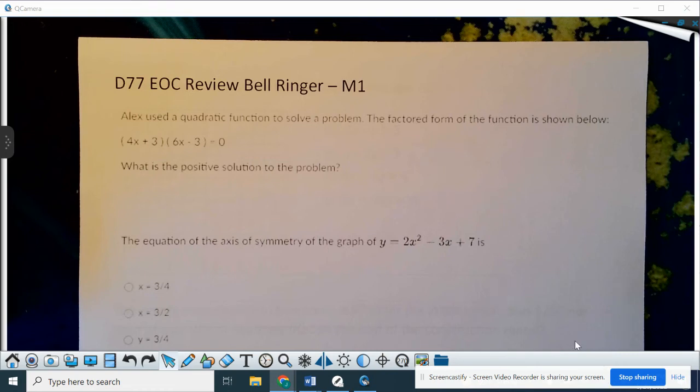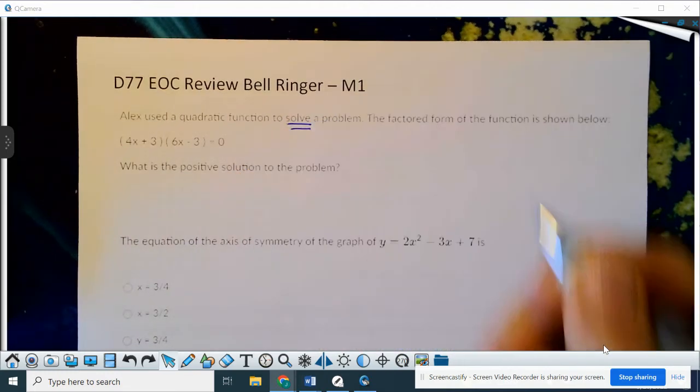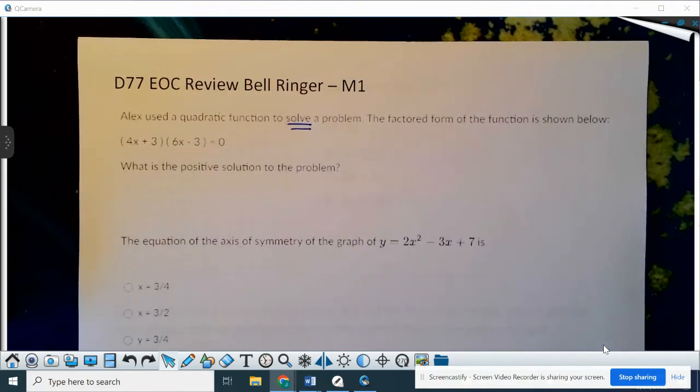Okay, so day 77 EOC review bell ringer. So again, more EOC questions. Alex used a quadratic function to solve a problem. The factored form of the function is shown below. What is the positive solution?